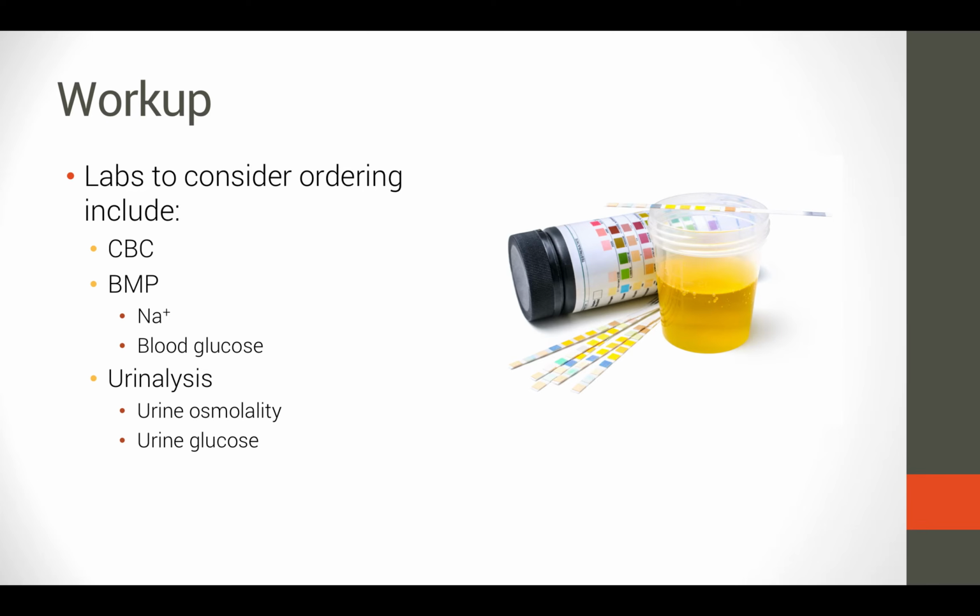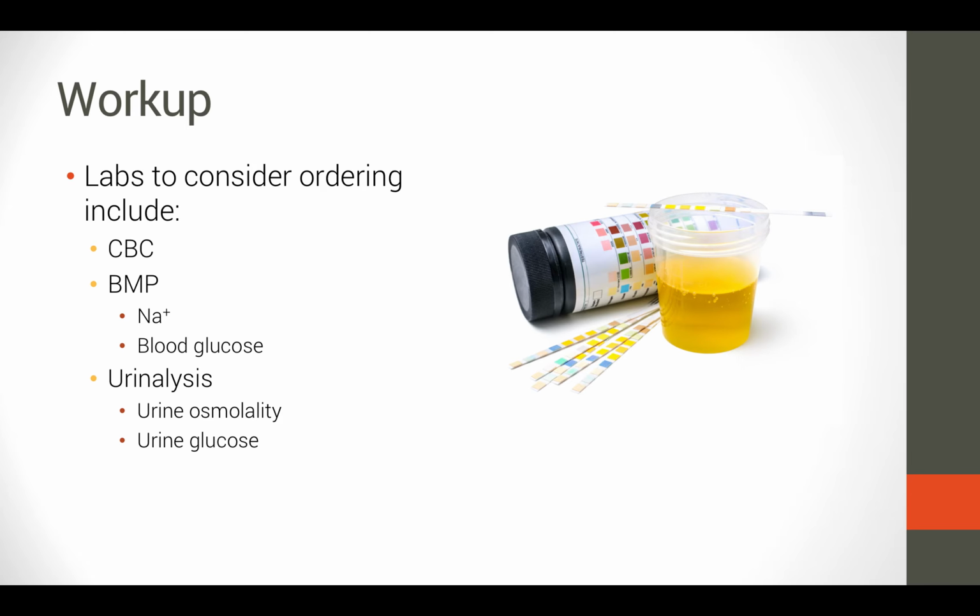So if our differential included a UTI, we might want to consider getting a CBC to see if there's an elevated white count. If we're concerned about the osmolality of our urine, we need a baseline to compare it against. So we want a BMP to look at what the sodium levels are to get a better sense of the serum osmolality as opposed to the urine osmolality. If you're concerned about diabetes, of course you're going to want blood glucose, and that would come in a BMP.